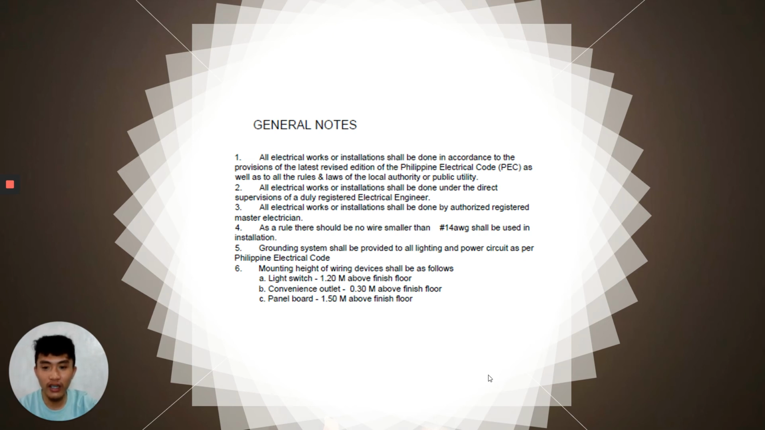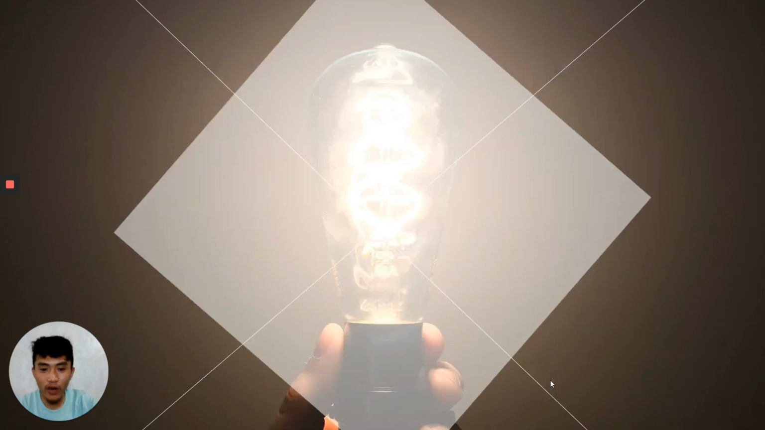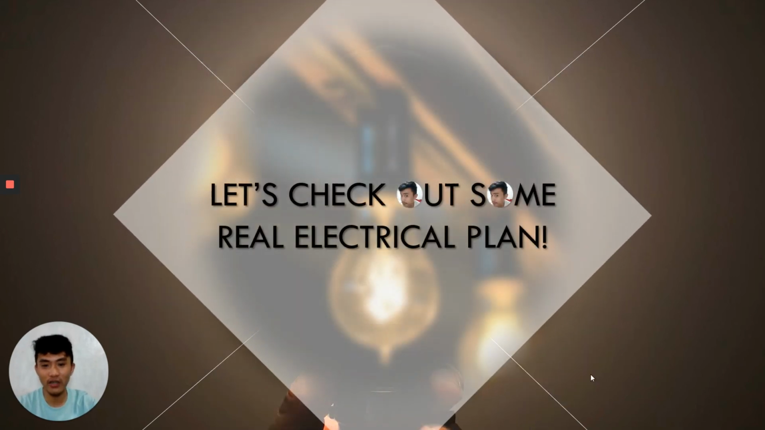And also, like number 4, as a rule, no wire smaller than number 4 shall be used in installation. So it is just a basic reminder of the different electrical aspects that are going to be used in construction. So now let's move on to the next part, which is checking out some real electrical plans.